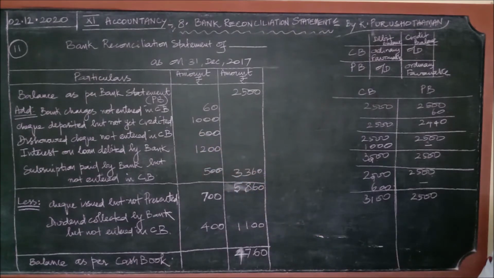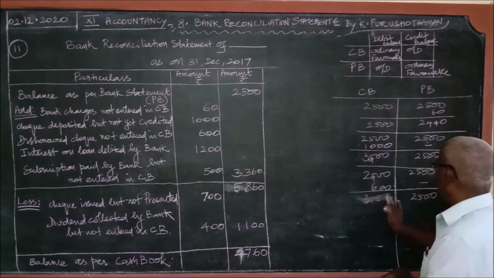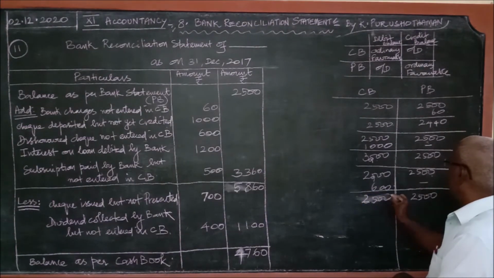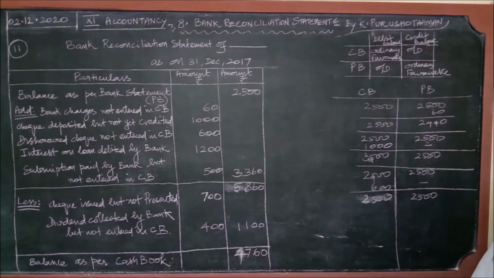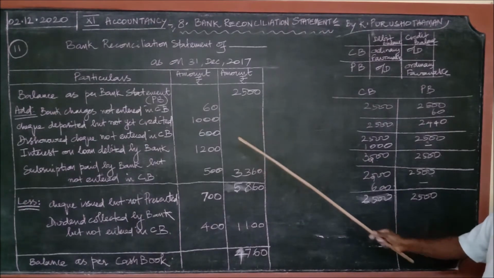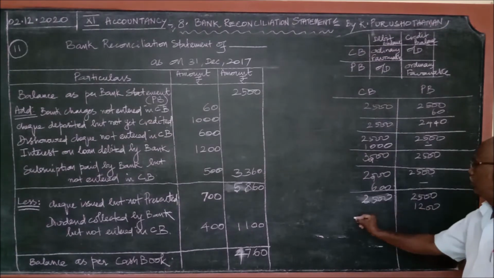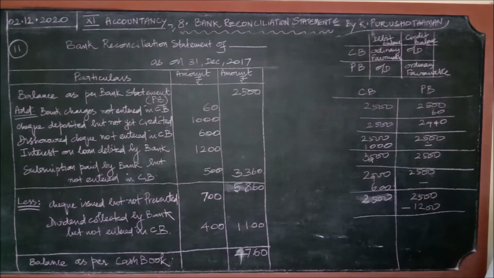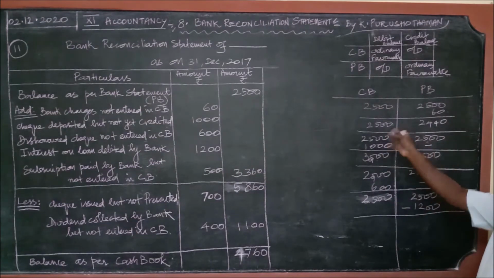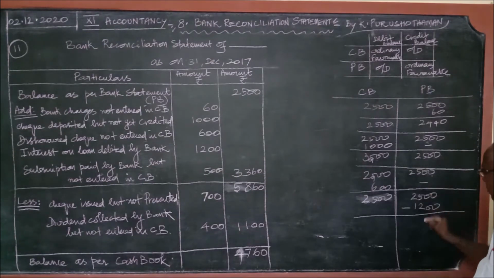Then, interest on loan debited by bank, the same thing. When the balance is 2,500 in both the books, what happens? Interest on loan debited by bank. How much? 1200. The bank will take 1200 from the account. For the loan you have taken, you must pay interest. The bank will not ask you from your account, the amount will be debited by the bank. The bank takes it on its own, it does not ask you. So what happens here? This balance 2500 will be reduced to 1300 because 1200 has been debited by the bank, that is has been taken by the bank.